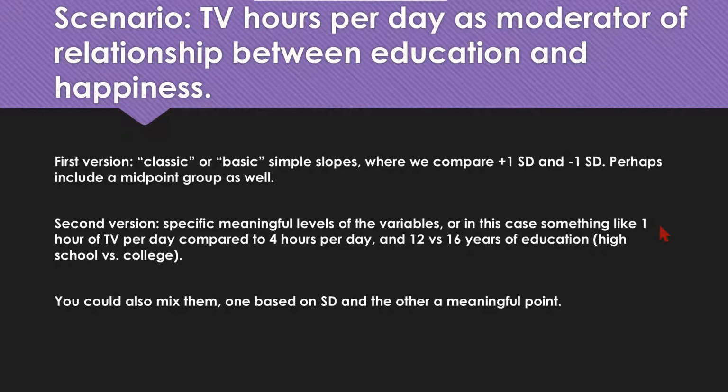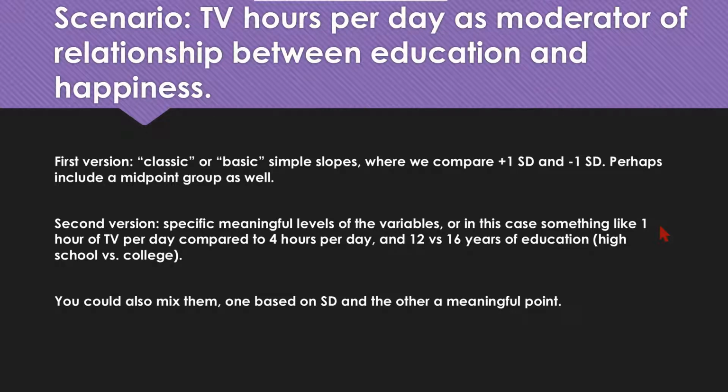What if we used scientifically validated cutoff scores for depression as a diagnosis? That would be really interesting compared to just random scores in the population. In this example that we have of TV and education predicting happiness, we could pick something like 1 hour of TV compared to 4 hours per day. Perhaps someone's working on a campaign to convince people to limit their TV time to 1 hour per day. So they want to highlight that specific condition compared to a more typical 4 hours per day.